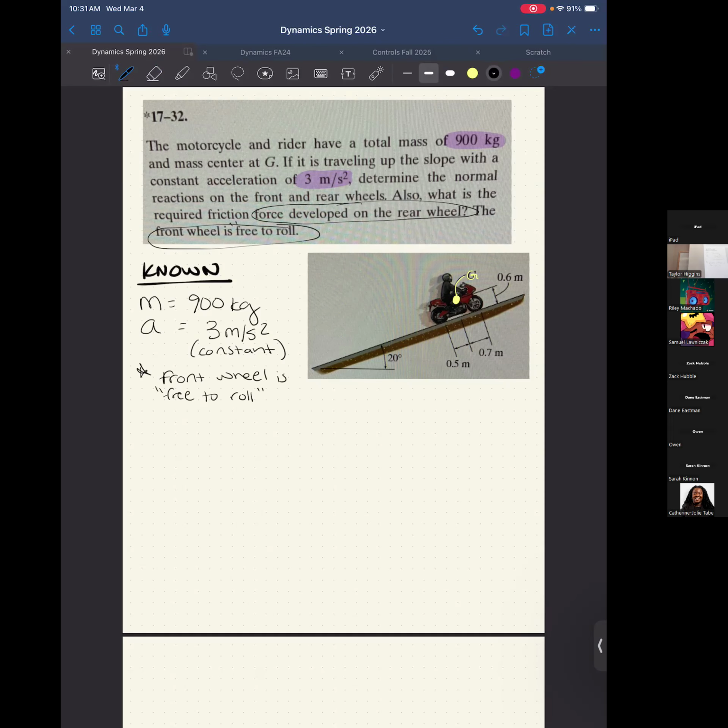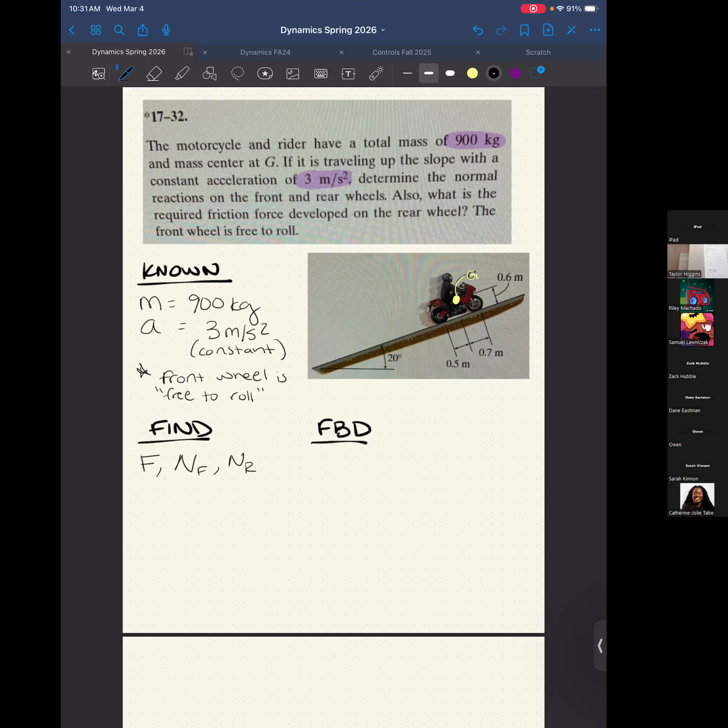What should I write for my find? Okay, friction force, we'll just call that F. There's 2 other things it's asking for. Good. So I'll just make up variables for those. I'll call it normal front and normal rear. What do I do after known and find? Free body diagram.